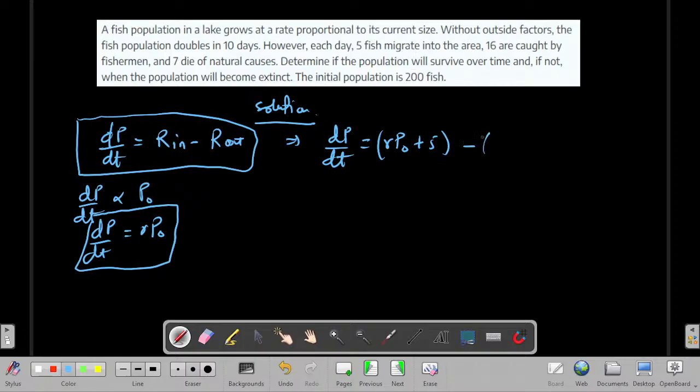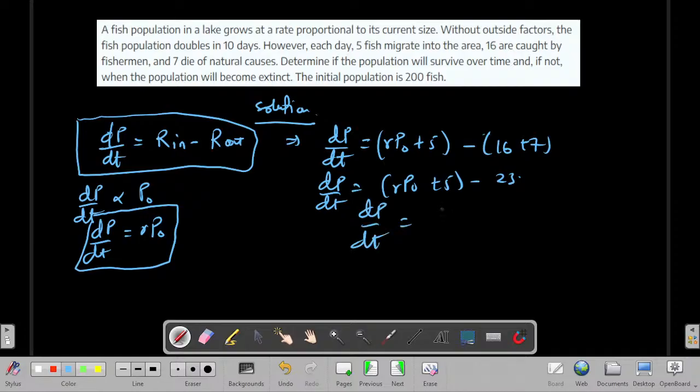Now, with the fish going outside, you can see that the fishermen come to catch 16 every day. So 16. Already seven fish die, so I'll add seven. These are my outgoing fish. So dP/dt then becomes rP naught plus 5 minus 23. So dP/dt simply becomes rP naught, 5 minus 23 is negative 18. And this is a perfect differential equation.